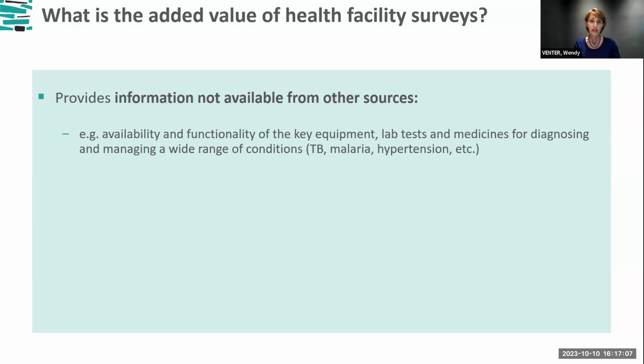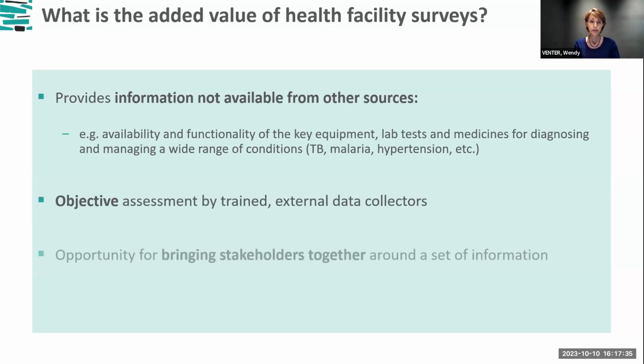For example, the availability and functionality of the key equipment, lab tests, and medicines for diagnosing and managing a wide range of conditions, for example, TB, malaria, hypertension, etc. This information is not usually available from the other key facility information system, which is the routine health information system. The other important aspect of a facility survey is that it provides an objective assessment by trained external data collectors. And then thirdly, it's a really good opportunity to bring a bunch of stakeholders and different programs together around a set of information.